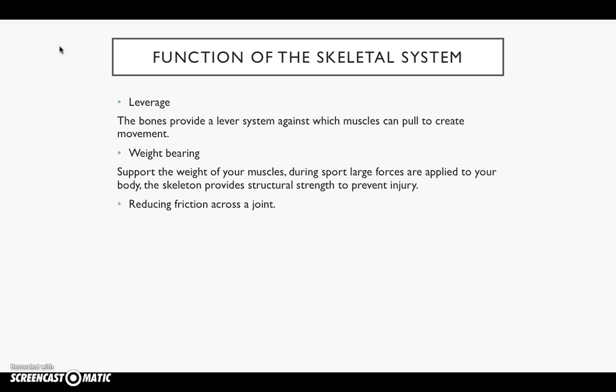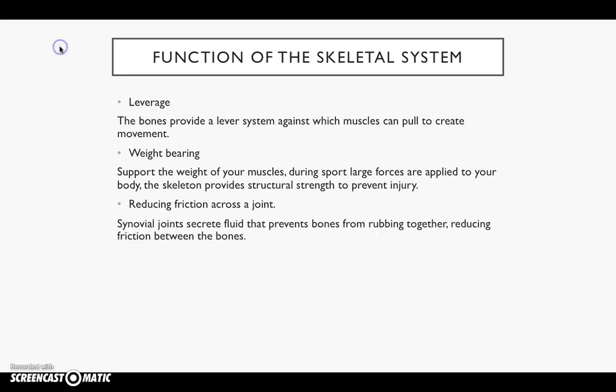And then reducing friction across the joint. Synovial joints, which we'll learn about in next week's lesson, secrete fluid that prevents bones from rubbing together, reducing friction between the bones.